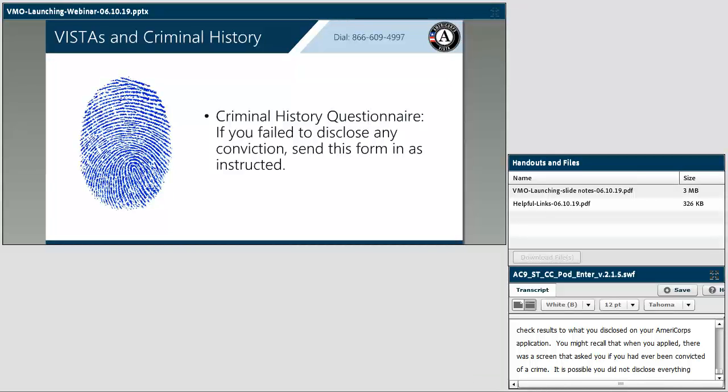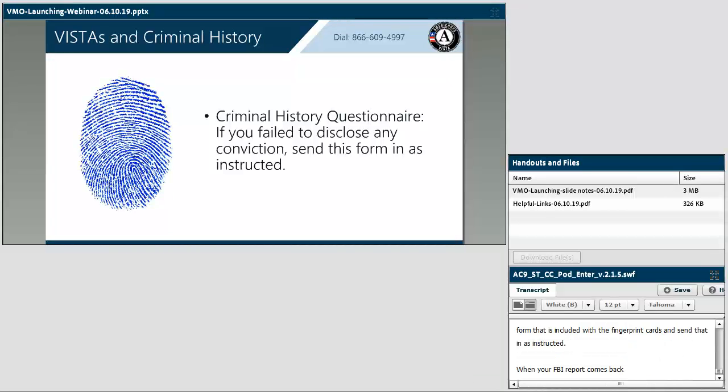Now, it's possible that you didn't disclose everything in that AmeriCorps application, perhaps because you thought you needed to include only recent arrests, or because you thought that a DUI is a traffic violation and didn't count, or because something happened when you were a minor and you were told that it was expunged. So if you fail to disclose any conviction in your AmeriCorps application, you're going to need to fill out the member disclosure form that's included with the fingerprint cards and send that in as instructed.